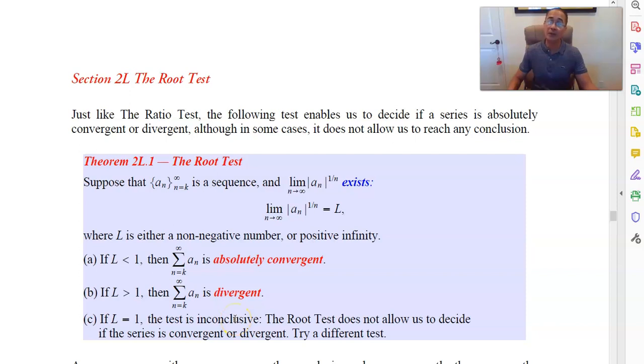Will it work also on the p-series? Yes, because you can prove using the logarithm method of L'Hopital's rule that n to the power 1 over n has limit 1. 100 raised to the 100th root is very close to 1. Okay, so again, the root test will not give you any conclusion.